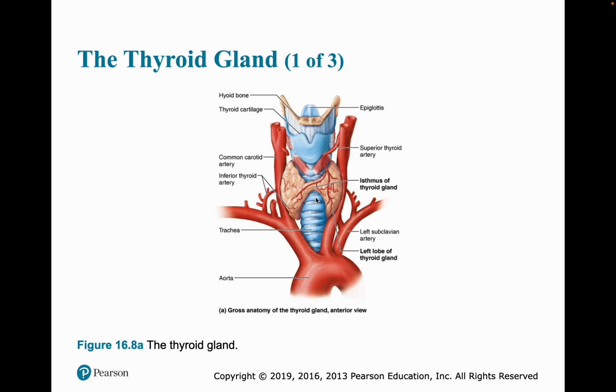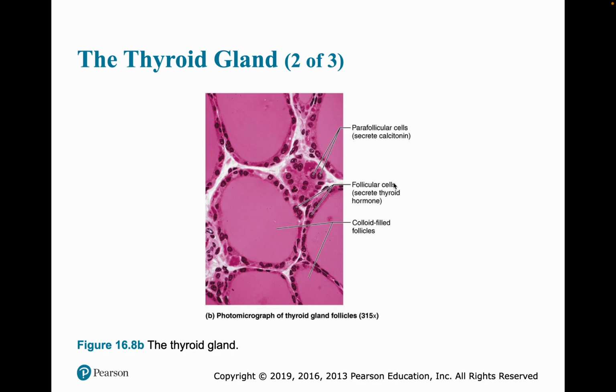So here is your isthmus. These are the sides, and within those there are the follicles. And these are the follicles which you'll be looking at in the lab. Parafollicular cells are kind of between them.